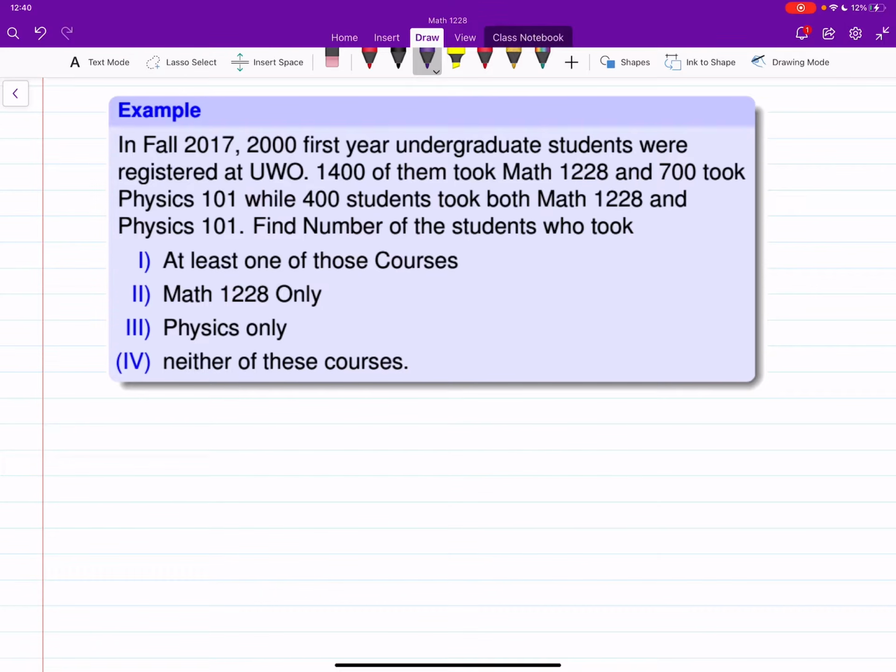Hello everyone. In this video, we will do some examples in which we will use counting trees to find number of elements of sets. The first example is an example that we did before using different techniques. I suggest you pause here and read the question carefully, then see the solution.